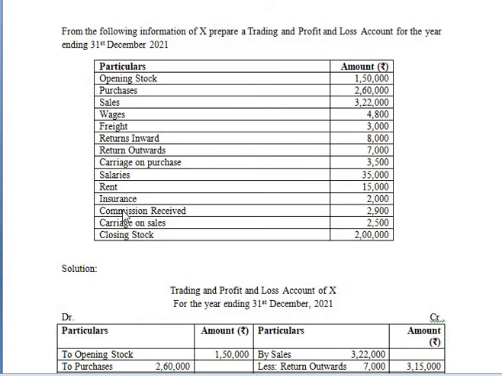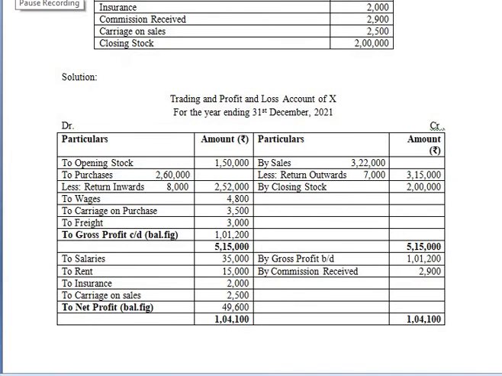Then we have commission received. So this commission received is an indirect income, so it will be shown on the credit side of the profit and loss account. Then we have carriage on sales. This will be indirect expenses, will be shown on the debit side of the profit and loss account. And the closing stock will be the item which will be shown on the credit side of the trading account. Let us look at the solution.